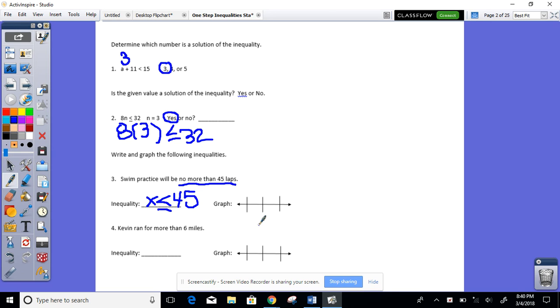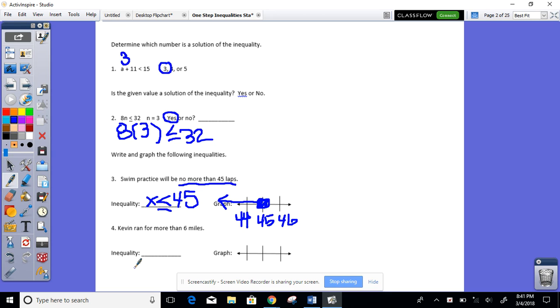And when I graph my inequality, I have to put those three numbers down here. We could put 45, 46, and 44 over here. Okay, so now x is less than or equal to 45. If I want less than, I'm going to have to make my arrow go to the left. And since it's less than or equal to, I'm going to have a closed circle. Okay, and my arrow is going to go to the left because it's less than.